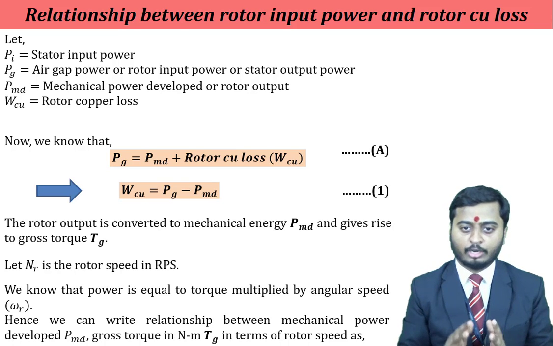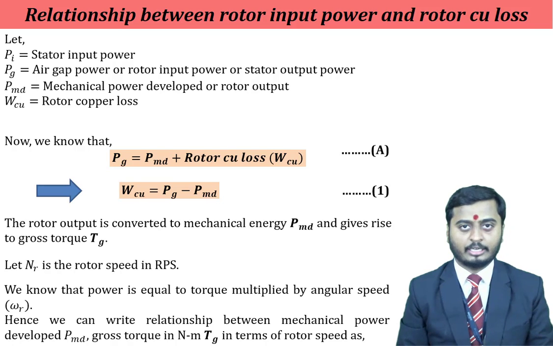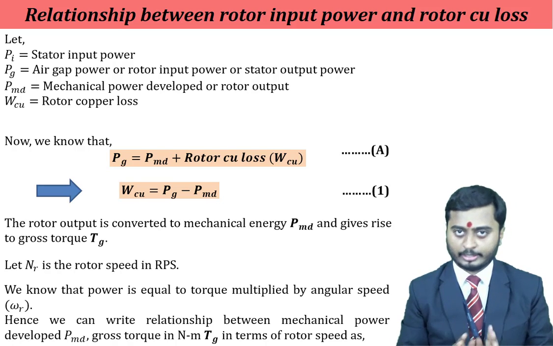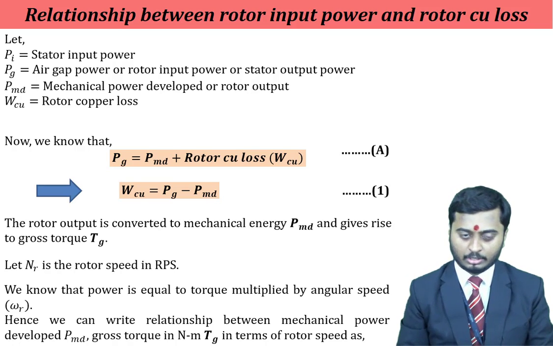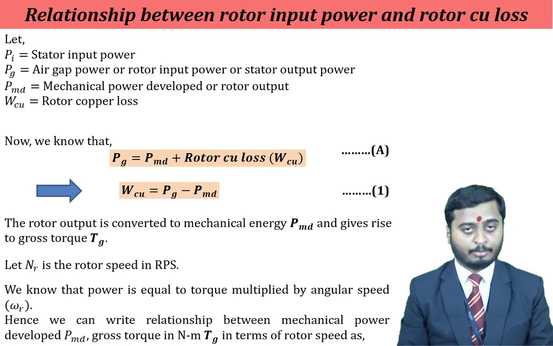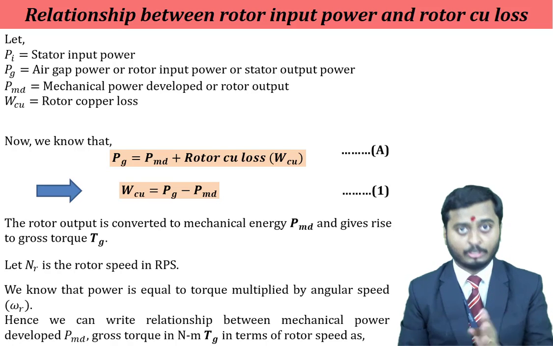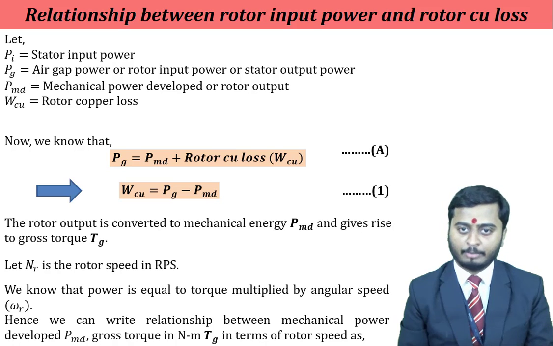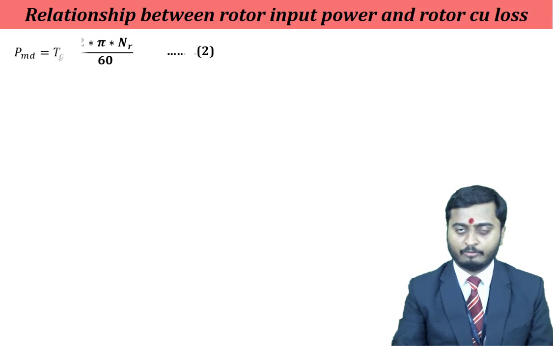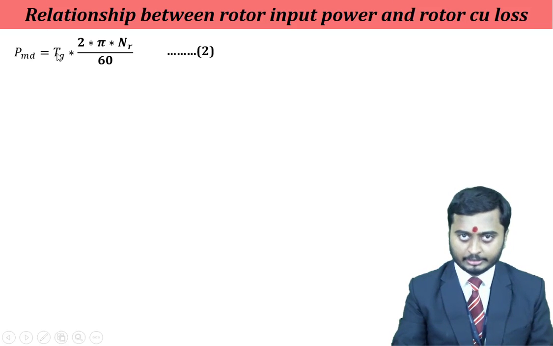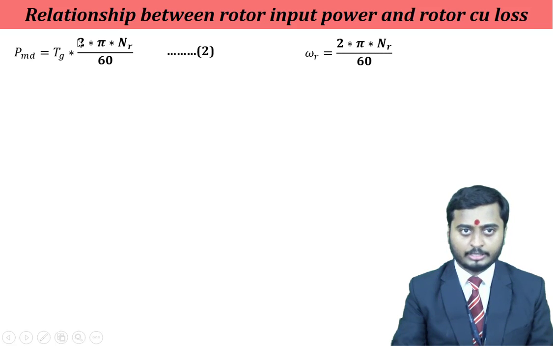Now we know how to calculate power or torque. The relationship between power, speed and torque is power equals speed into torque. So I can represent this mechanical power PMD in terms of speed. As we are talking about a rotor, the speed of the rotor is omega r, that is the angular speed, and the torque which it gives is TG, the gross torque. So PMD equals TG, the gross torque, into omega r. Now this omega r is 2 pi nr by 60.